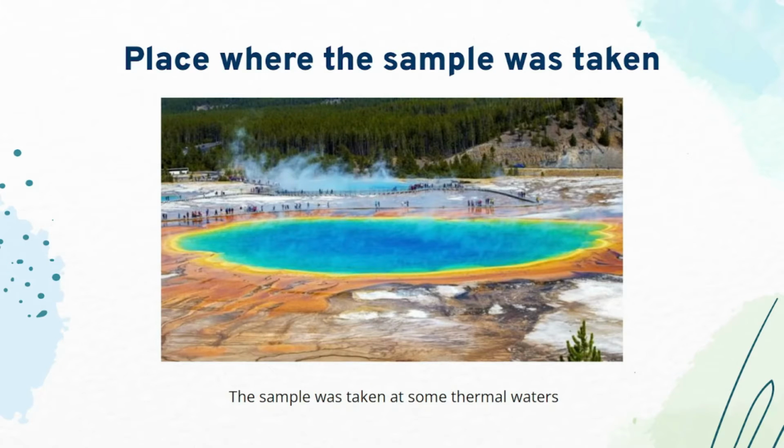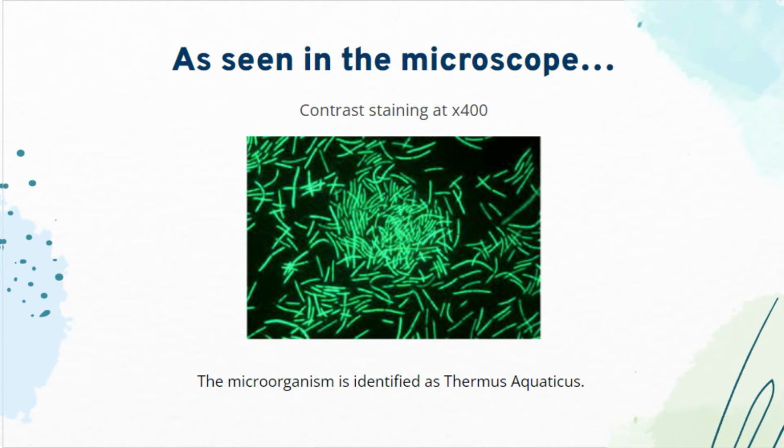Also, this was the place where the sample was taken. The sample was taken at some thermal waters, and in the microscope, a contrast staining was made, and the sample was seen at 400 times magnification, and we can see that the microorganism is identified as Thermus aquaticus.